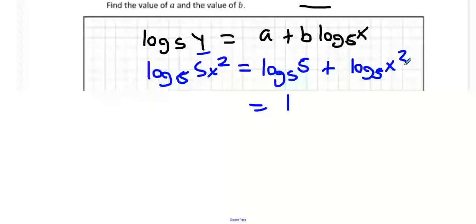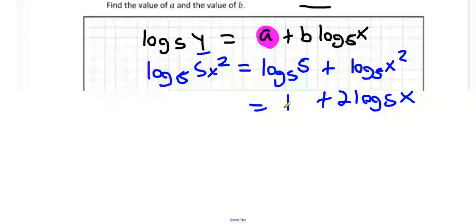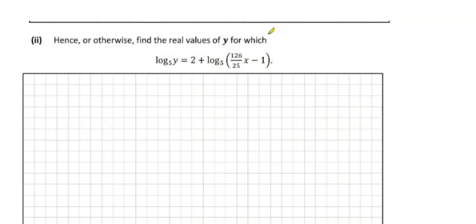What happens to the 2? Bring it to the front. And have we got exactly what we're looking for now? Read through it. A is 1. B is 2. And your log 5 base x is here, isn't it? So everything matches up. Explain how I came to that conclusion.